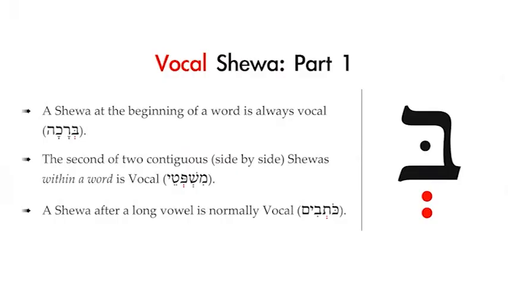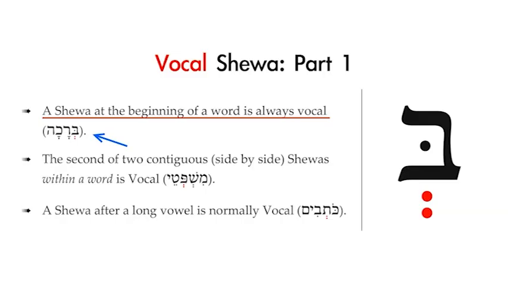How about the vocal schwa? Well, just remember that rule: a schwa is going to be silent if it is immediately preceded by a short vowel, and in all other circumstances, vocal. Therefore, a schwa at the beginning of a word is always vocal because it is not immediately preceded by a short vowel. In fact, it's not preceded by anything but space.